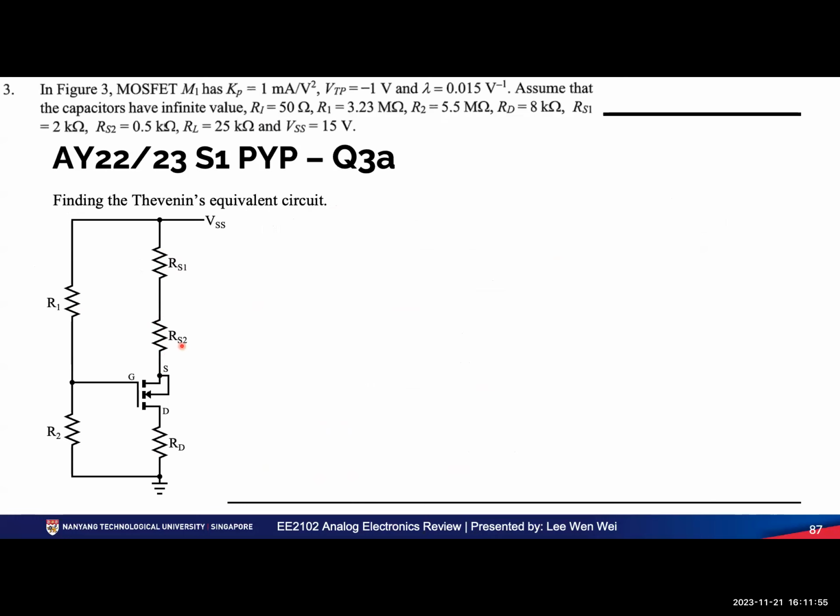So you find the Thevenin equivalent. For the Thevenin equivalent, we combine R1 and R2. Because you see, we want to find the Thevenin equivalent from gate to the ground. So we can draw something like that. I didn't really do anything different. Just R1 and R2 combined become RTH.